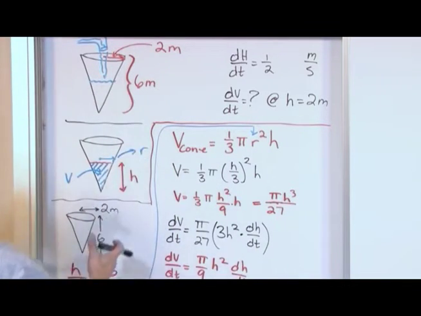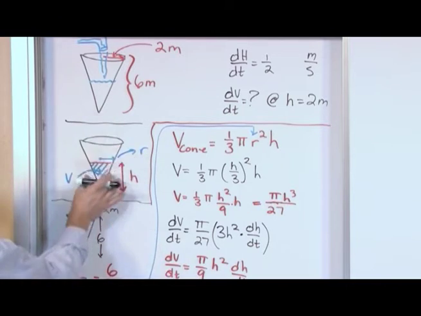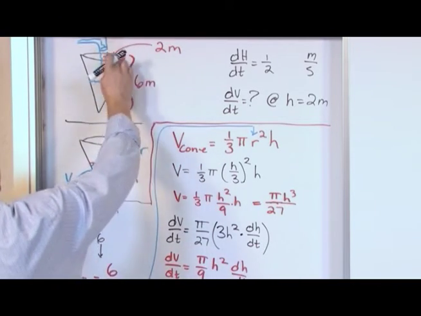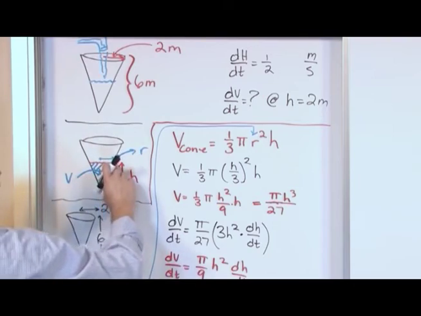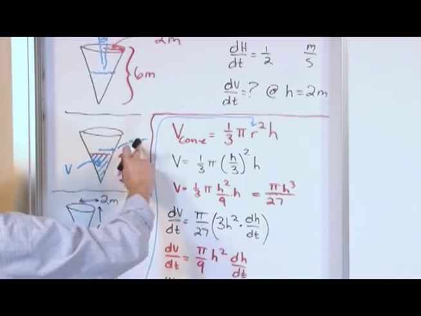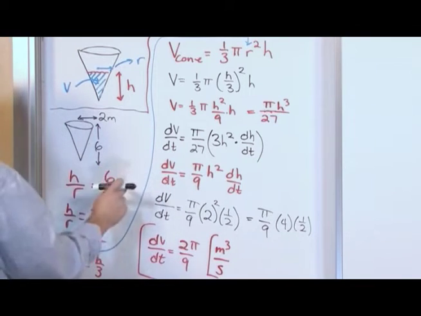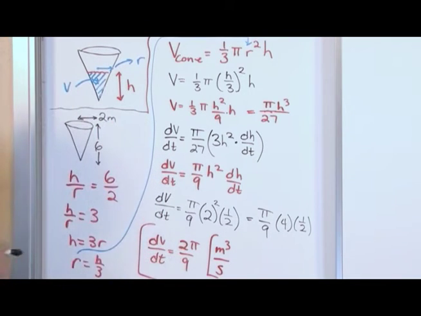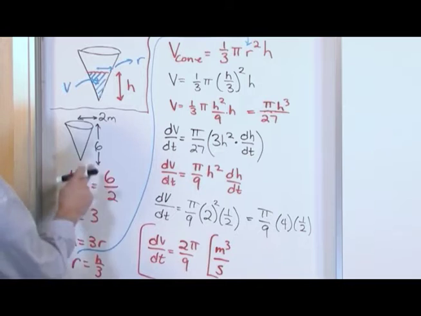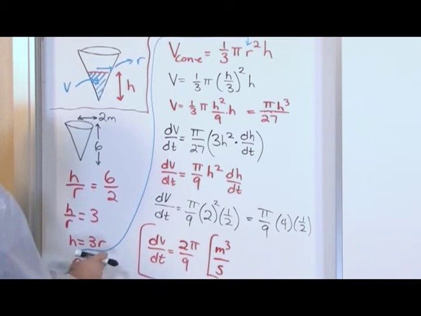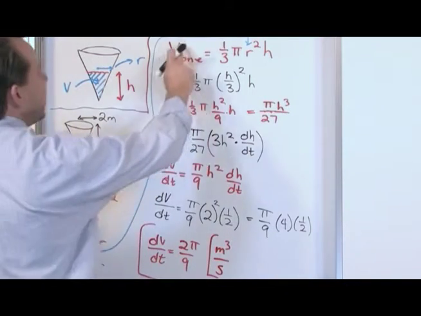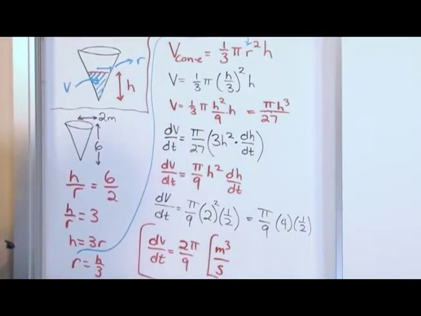So I realize that these are two cones. One is the outer cone that has fixed dimensions that were given to me. The cone of water does change in size, but the ratio of h to r is always the same. The ratio of h to r is the same as 6 to 2 because it's inside of this cone. So I figure out that the radius of this cone of water is always going to be the height of the cone of water over 3, and I plug it into my volume of the cone formula.